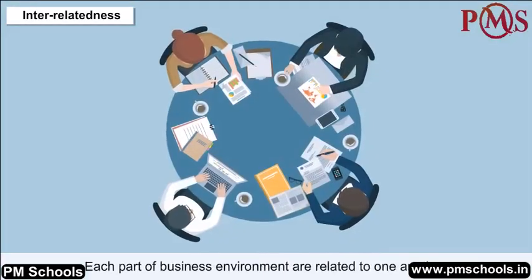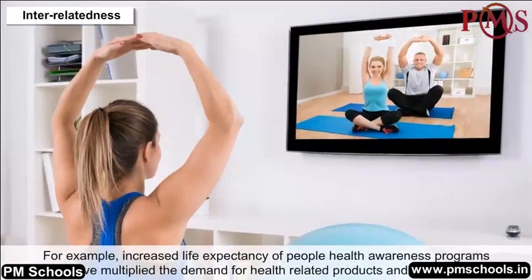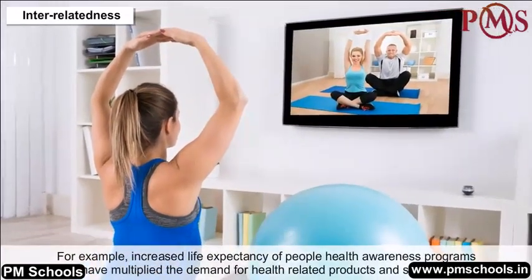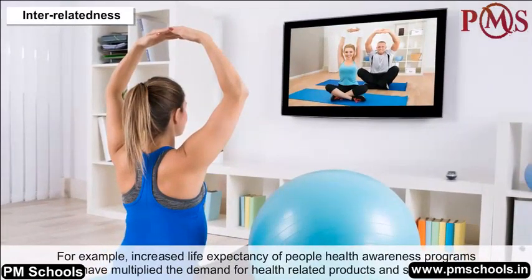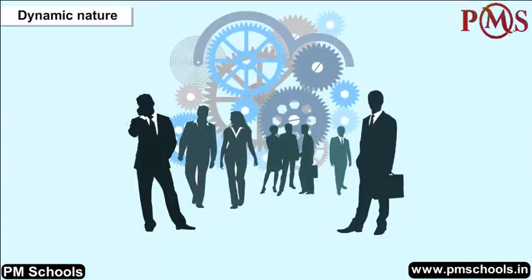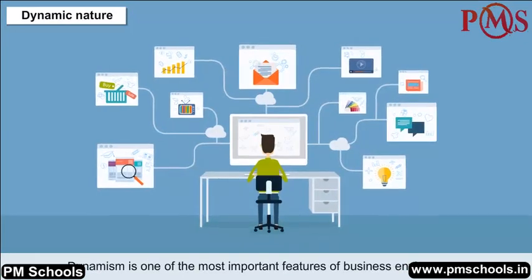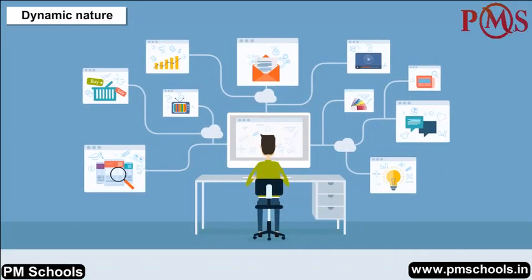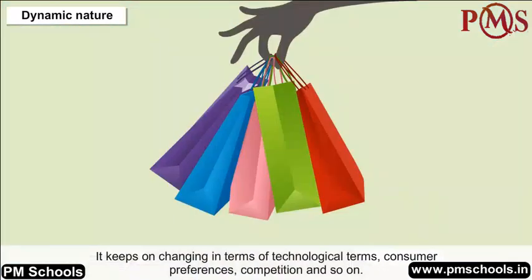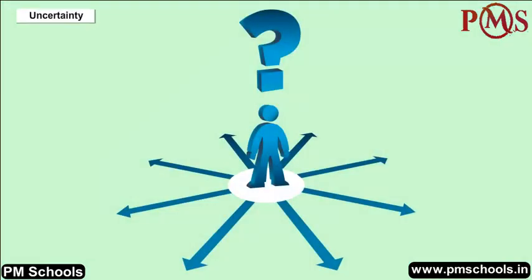Interrelatedness. Each part of the business environment is related to one another. For example, increased life expectancy of people and health awareness programs have multiplied the demand for health-related products and services. Dynamic nature. Dynamism is one of the most important features of business environment. It keeps on changing in terms of technology, consumer preferences, competition, and so on.